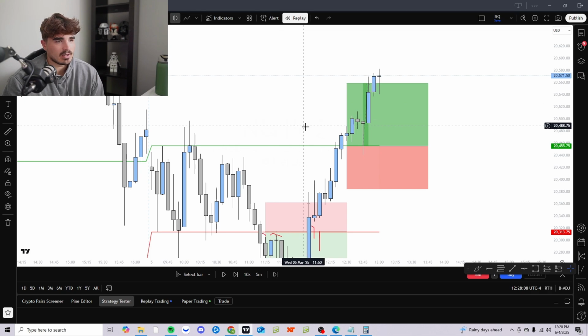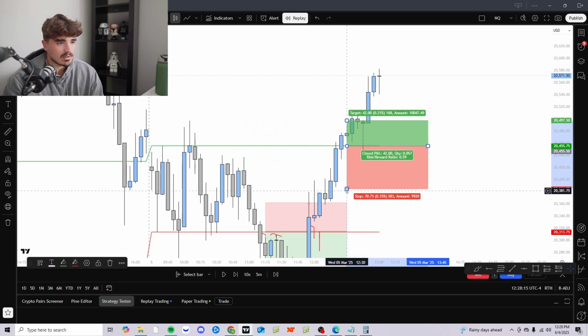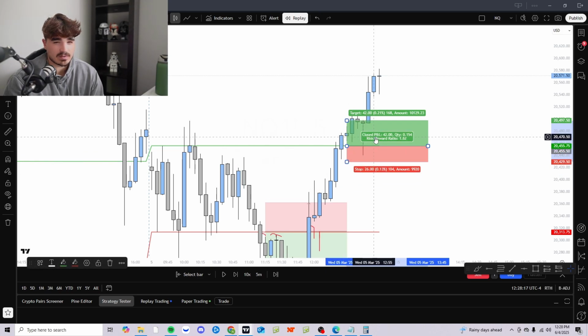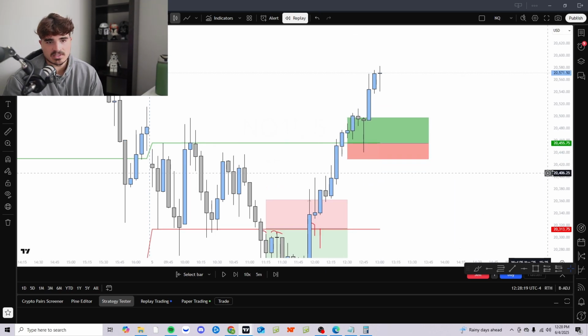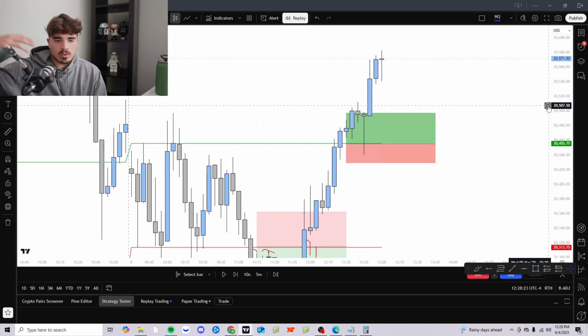If you're not targeting 1-to-1, and let's say you're only going to target back up to this high up here, and you're going to look to target 40 points, keep your stop loss at 26. We want to be smart about this, but if you're willing to target higher, you have to be able to adjust your risk to that.